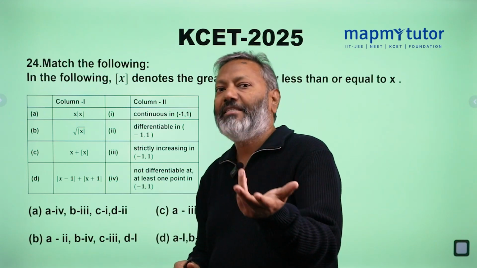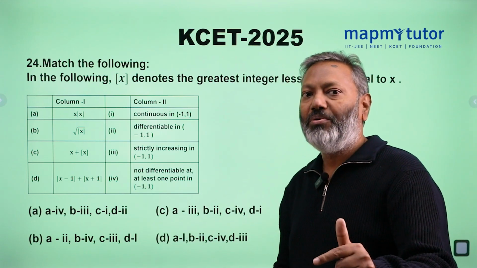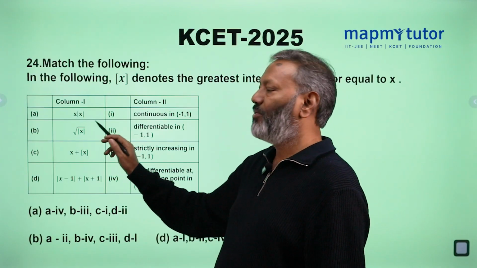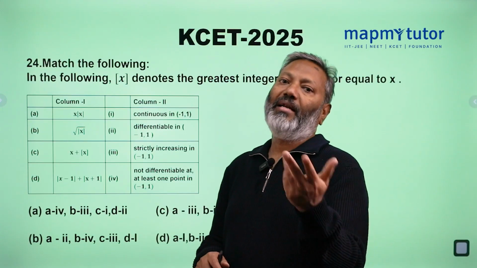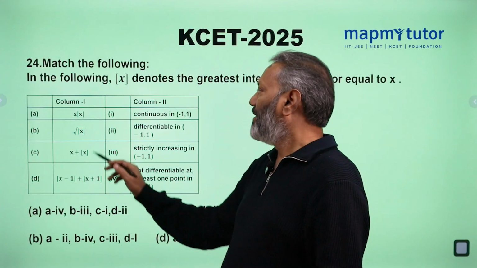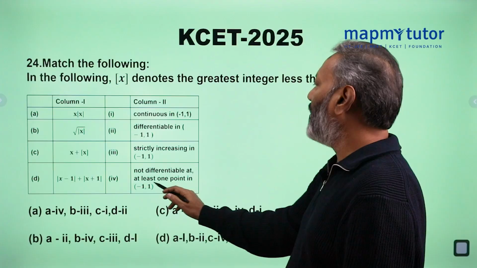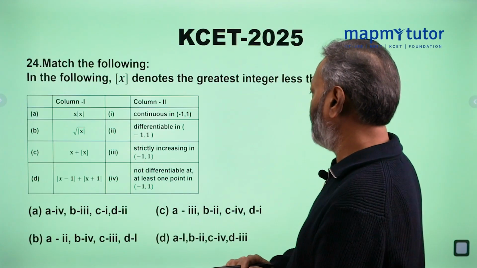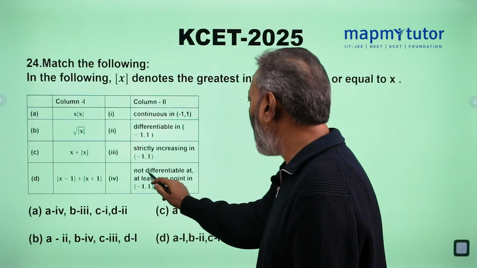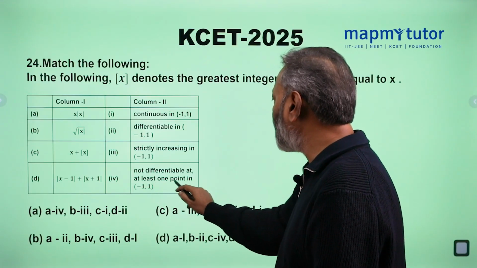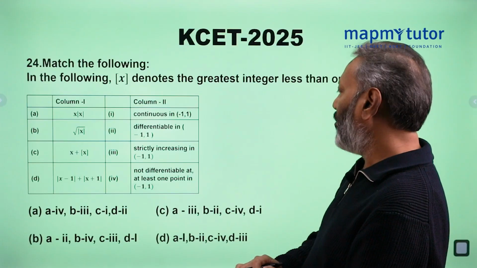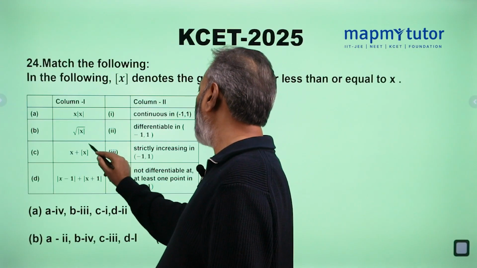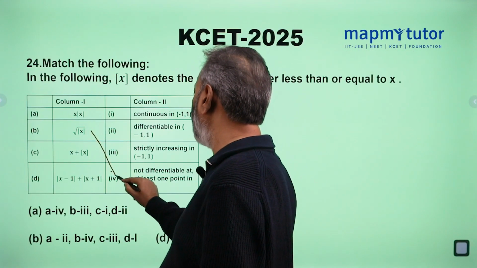What is the root x derivative? 1 by 2 root x. So here also you'll get 1 by 2 root mod x, for example. And if x is 0, that derivative is not defined. That means this is not differentiable at 0. Let us see. Yes, not differentiable at least at one point in (-1, 1). Therefore, B is matched with 4.